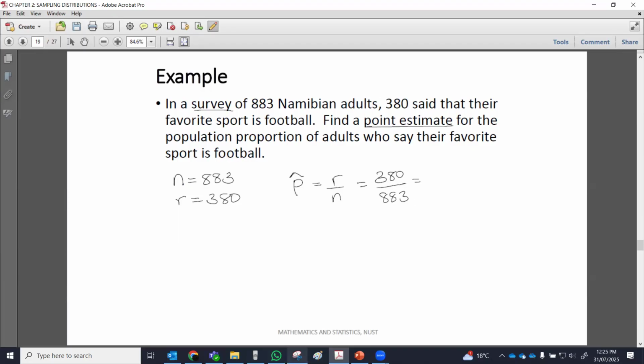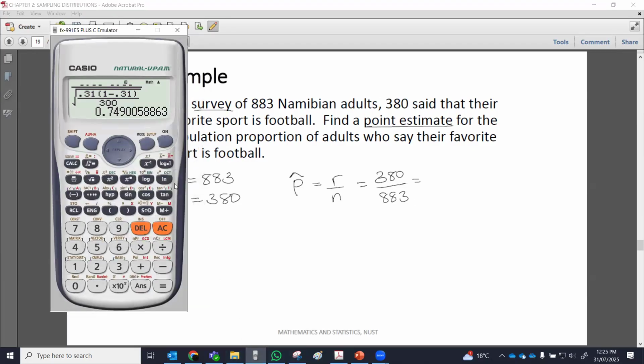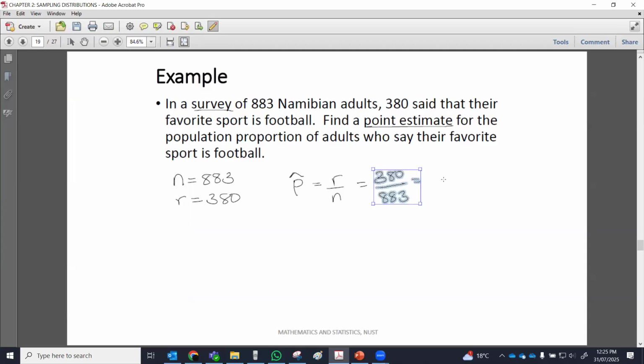We can, of course, write our proportion in one of three ways. The first way is to write it as a fraction in its simplest form. So you say 380 divided by 883. This is just that in its simplest form, so I cannot simplify it any further.